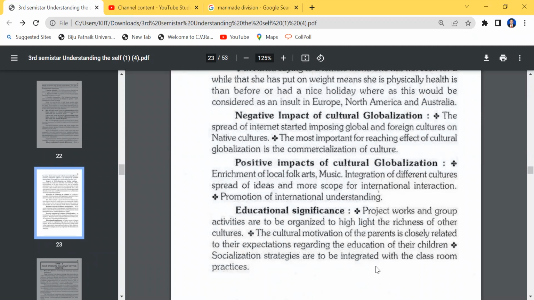What will be the positive impact of globalization? Arts, cultures, and integration of cultures spread, giving more scope for international interactions, promoting interaction and understanding.